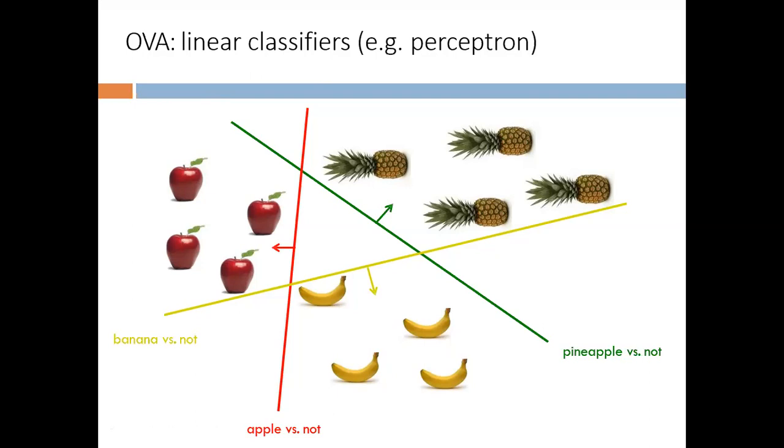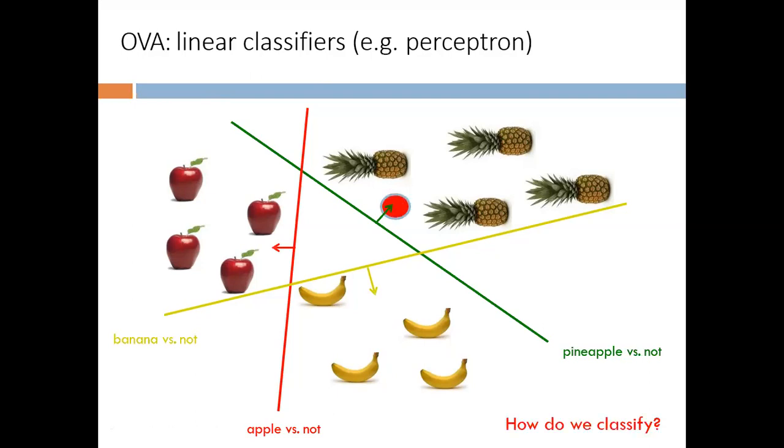So the story does not end here. Let's introduce a test instance at this location, and we want to predict the class or output label of this test instance. It is very easy to predict the label of this test instance. As it lies in the class region of pineapple, we classify this test instance to the pineapple class.